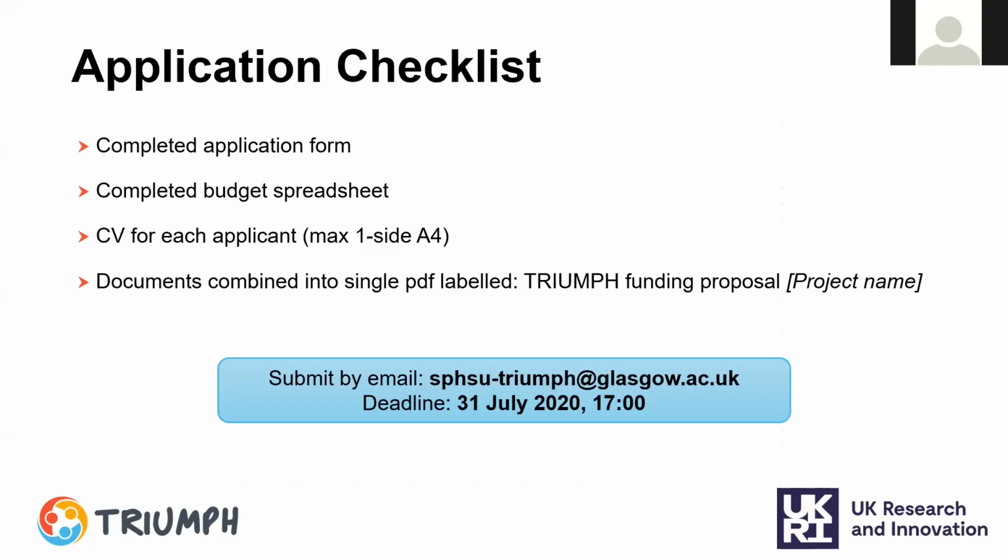So in terms of the application, things you'll need to submit to us is the completed application form and budget spreadsheet, and also a CV for each applicant. Obviously, we said young people or youth organisations do need to be involved in the project team, and for them, if you feel it's not appropriate for them to submit a CV, they can just submit a summary of their interest in the research project and their involvement in it to date, if you think that's more appropriate.